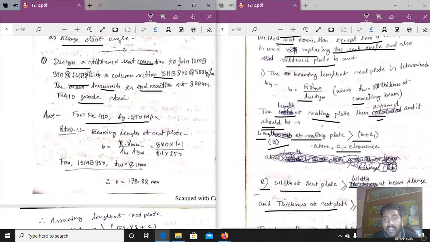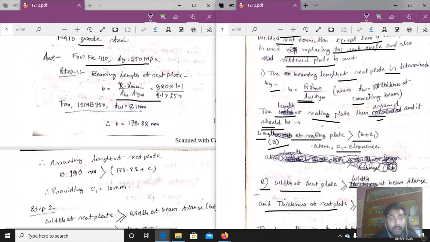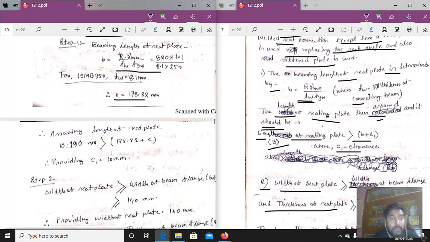The bearing length of the seating plate is determined. So B is determined, that value. Now the length of the seating plate is assumed, and it should be greater than B plus C1. Now B has been determined as 178.82. Consider we are assuming the length of the seating plate as 190; it should be greater than 178.82 plus C1, assuming C1 is equal to 10 mm.